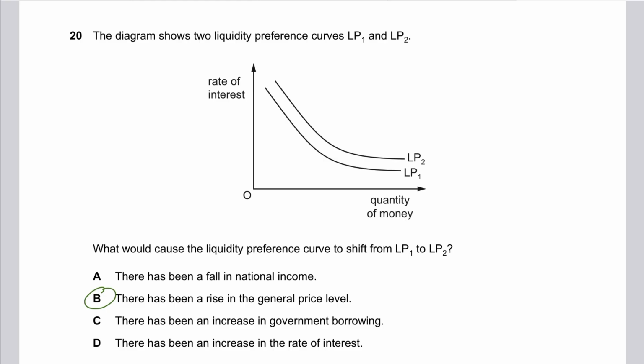Now, if the general price level rises, people and firms would then need more money. If there's inflation, the cost of living goes up and the real value of money falls. So people and firms would need more money for transactions because goods and services now cost more. You can't buy the same basket of goods, right?